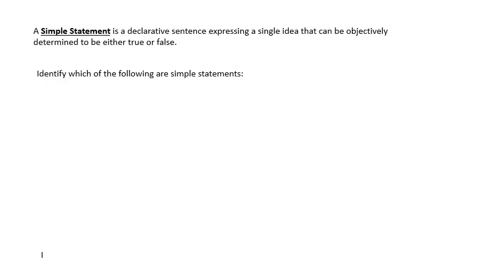A simple statement is a declarative statement expressing a single idea that can be objectively determined to be true or false. So, a simple statement is a sentence expressing a single idea. And that statement is either true or false, meaning objectively. There's no bias in the determination of whether something is true or false. We're not concerned whether it is true or false, just the mere fact that it is either one or the other. So let's identify which of the following are simple statements.